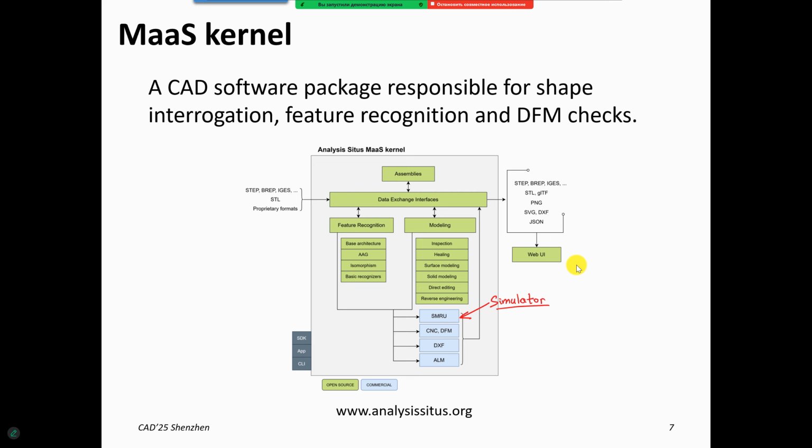In 2017, we published an open-sourced framework for feature recognition. This framework we named Analysis Situs, and it contains basic data structures and algorithms for feature recognition. And we also started to create plugins on top of this open source kernel. One of such is sheet metal recognition and unfolding, and my talk belongs to this sheet metal recognition and unfolding scope.